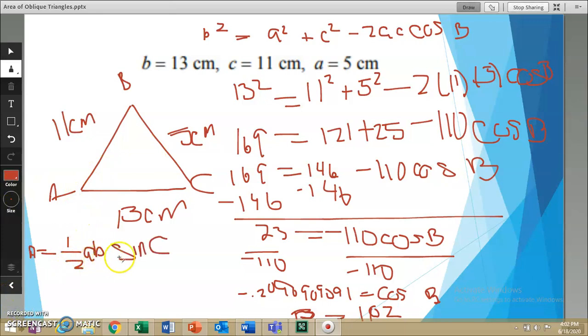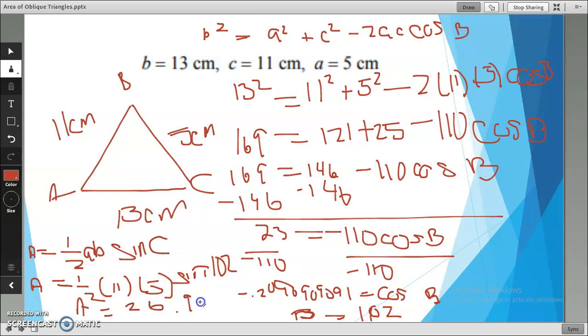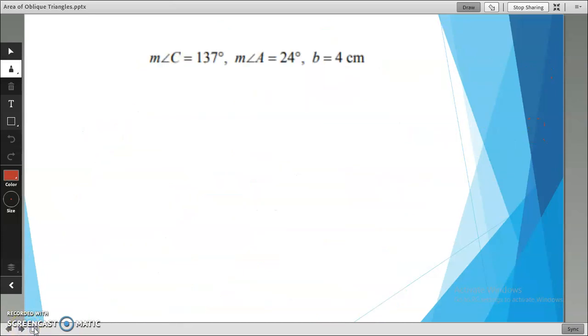Area equals 1/2 ab sine C. This time I'm using different lettering though. So it'll be 1/2 times 11 times 5, because those are the sides across from my B, and then sine of 102. I'm going to plug that into my calculator, and when I do, I get the area is equal to 26.9 centimeters squared. Let's see if I have time for one more.